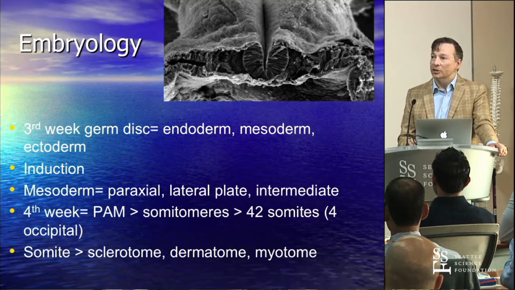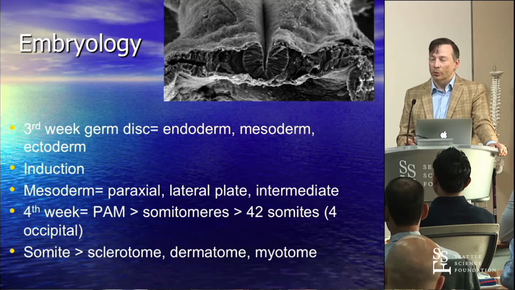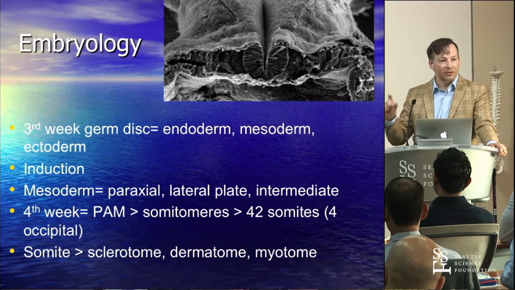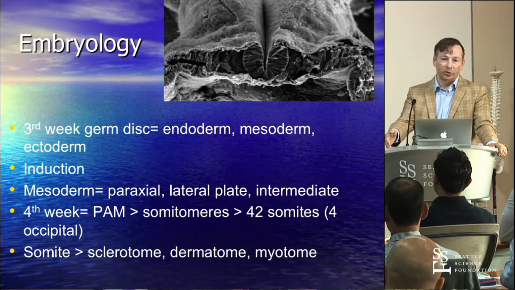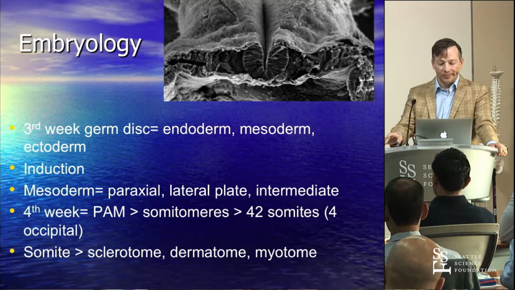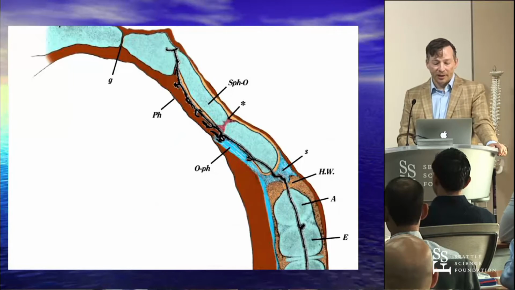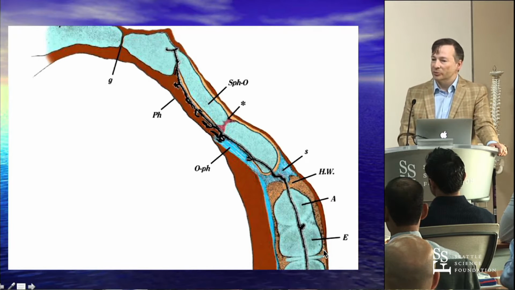Of those layers, the mesoderm, and more importantly the paraxial mesoderm, is the one to focus on. It will give rise to somites, these little blocks of mesoderm that go up and down. Those somites will develop into the typical sclerotome, dermatome, and myotome. Remember, this induction process is going on at about the same time they're developing.